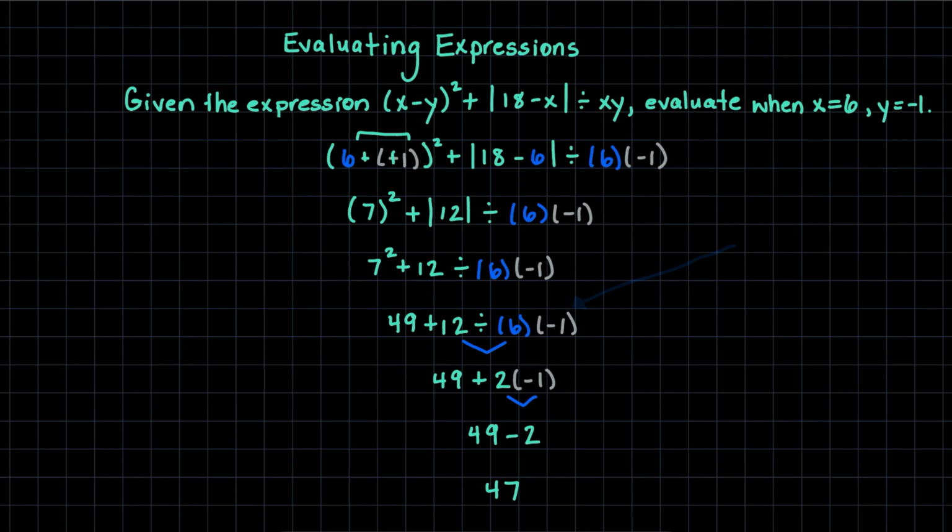And 49 minus 2 is 47. This one is a tricky one, so focus and make sure you pay attention to this step here, because that's where this one gets tricky. And you have to remember multiplication and division are one entity. They are done left to right. So 12 divided by 6 would come first, and then we multiply that by -1.